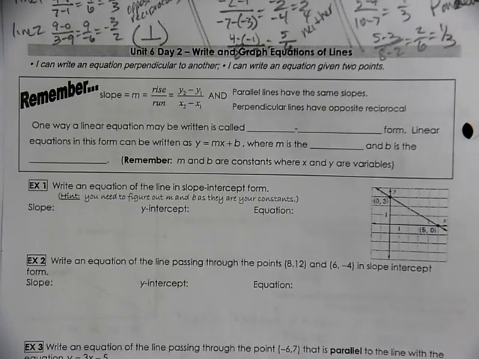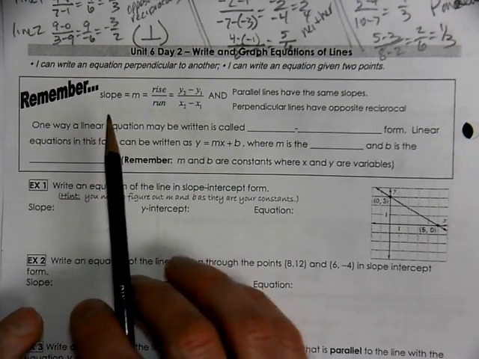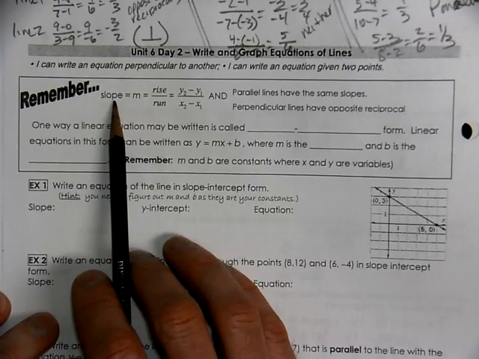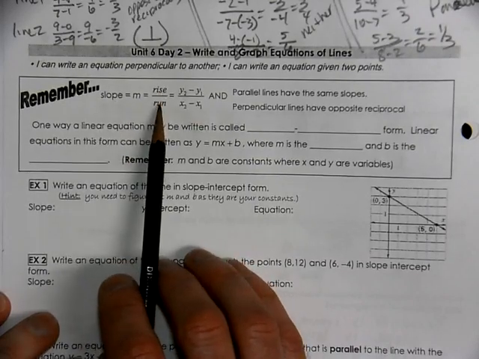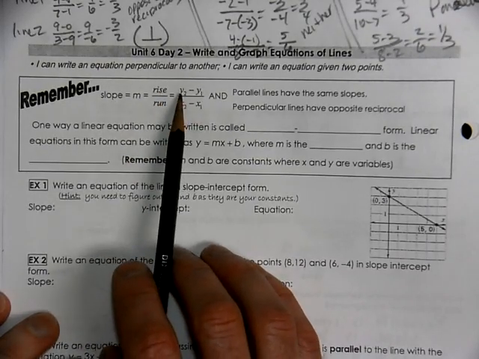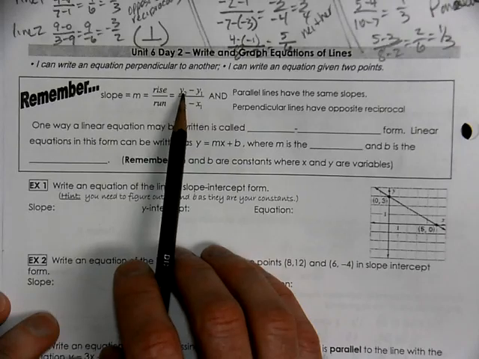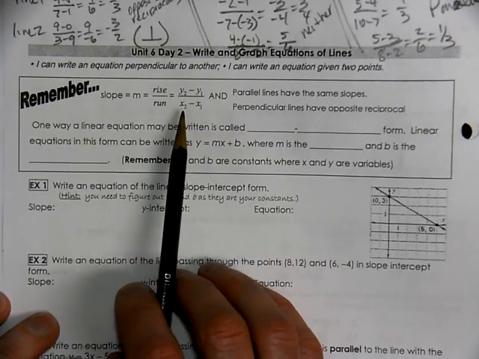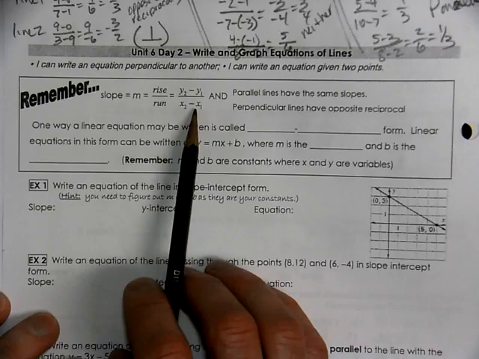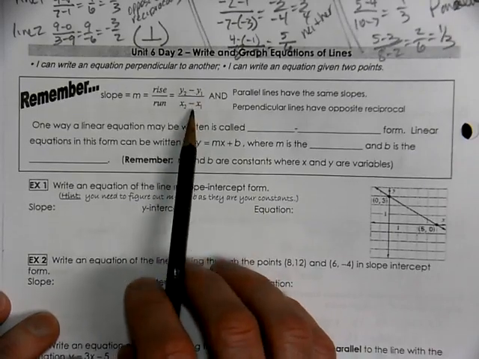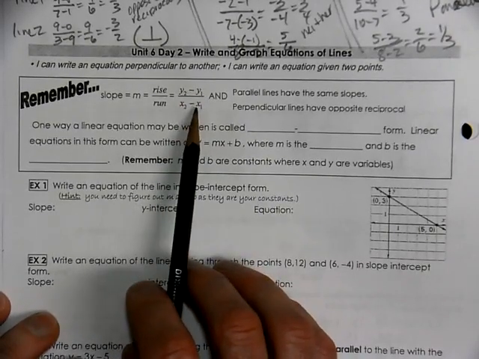This is geometry, Unit 6. We're going to write and graph equations for lines. So yesterday we talked about slope, and slope is rise over run. The equation for slope is y2 minus y1 over x2 minus x1. It's very important to have the y values on top, x values on bottom.